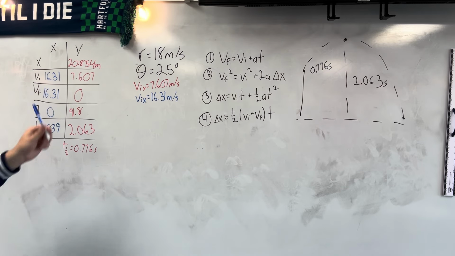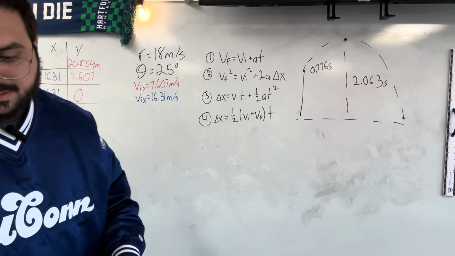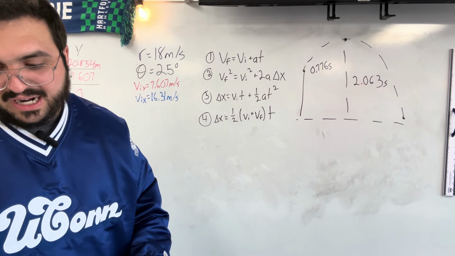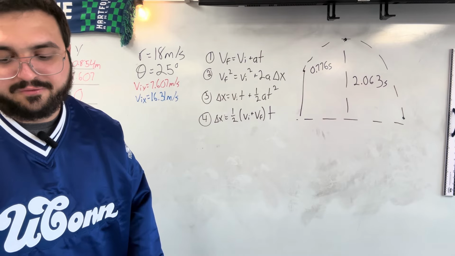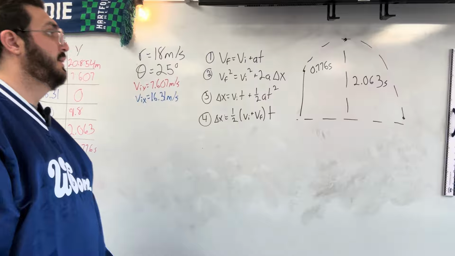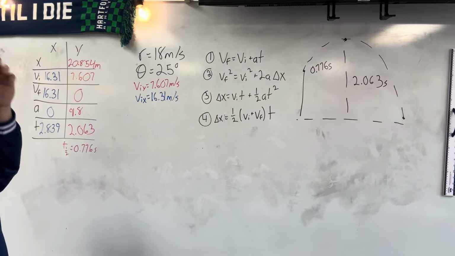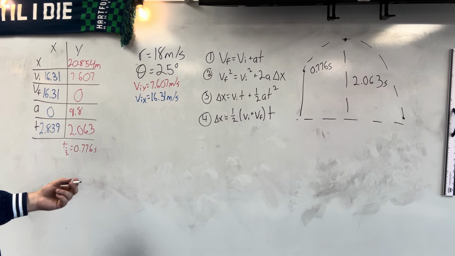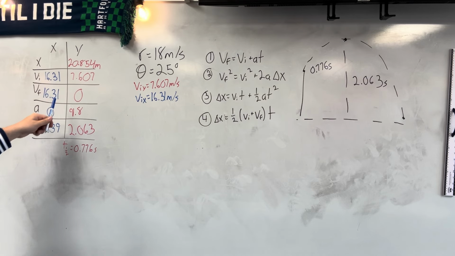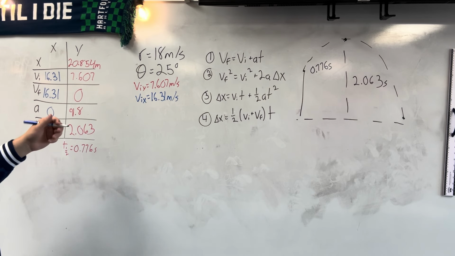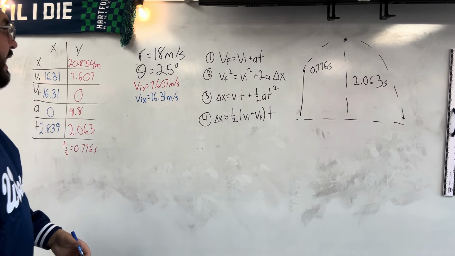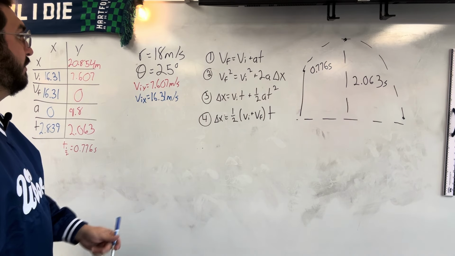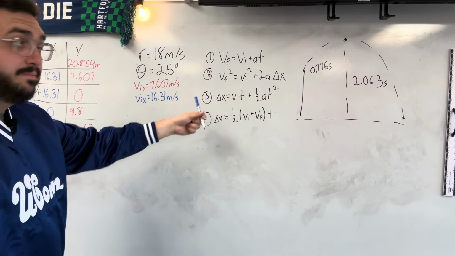Finally, I have my total time that this takes, which means that I can finally solve for part E, how far horizontally does the ball travel from the base of the hill. In order to do this, I need to solve for delta x. I know my initial velocity, I know my final velocity, I know my acceleration, I know my time. So there's a few ways I can go about doing this. I think the easiest way would be using, again, equation 3.